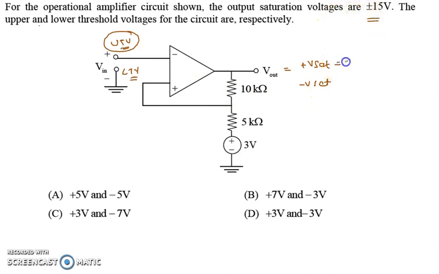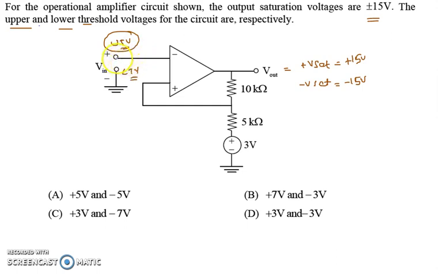So as per the given problem, plus Vsat is plus 15 volts, and minus Vsat is minus 15 volts. Okay, so that means here he is asking to find out the UTV, that means upper threshold voltage, and the lower threshold voltage. Okay, both these two he is asking to find out.